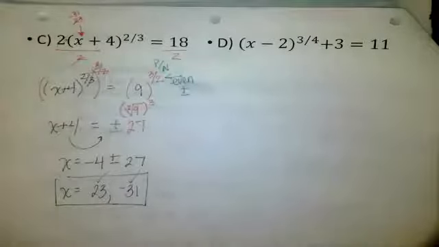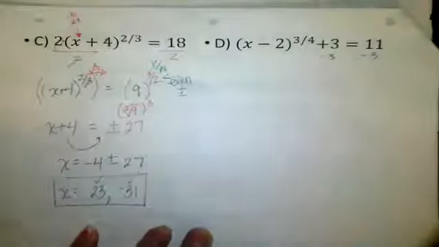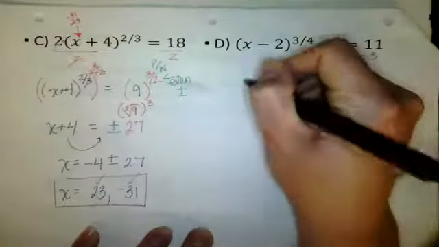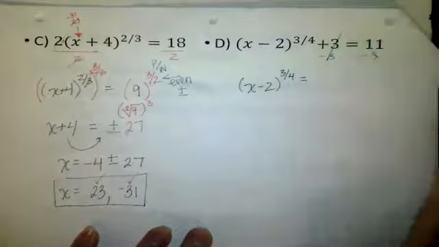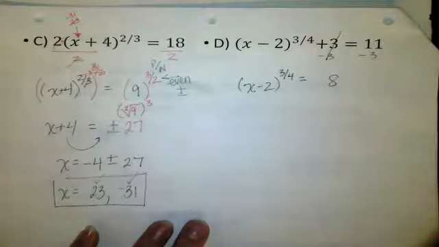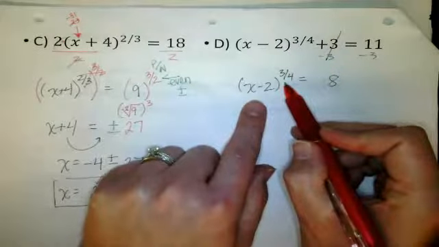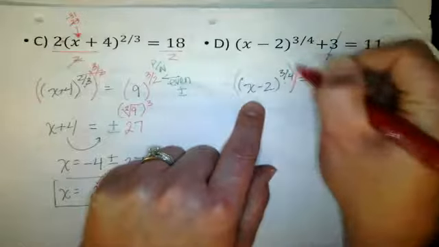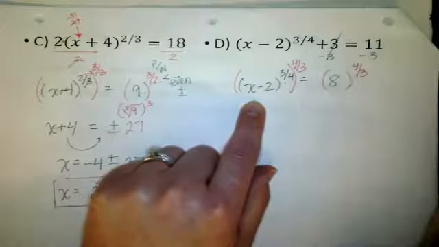Last one. What do we need to do for letter D first? Get rid of the 3. Absolutely. Subtract the 3. We have x minus 2 to the 3/4 power equals 8. Now, how do we get rid of the exponent? Reciprocal, the 4/3. 4/3 power.